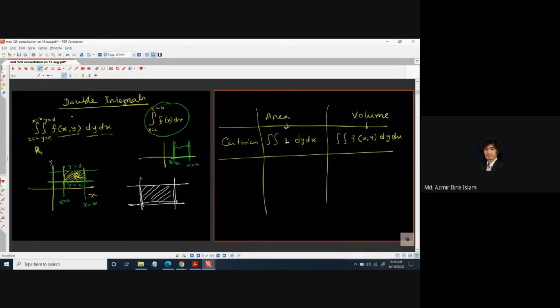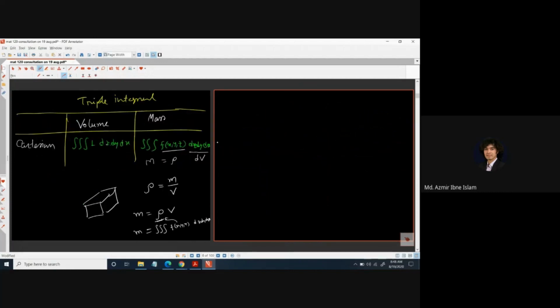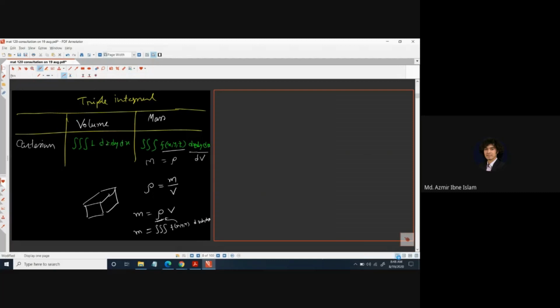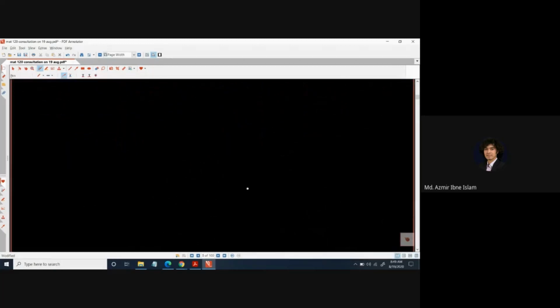So this is called a double integral. That means the double integral form is this one. So let me discuss again. We have a theorem. The theorem is called Fubini's theorem. This theorem is very important. Fubini's theorem.